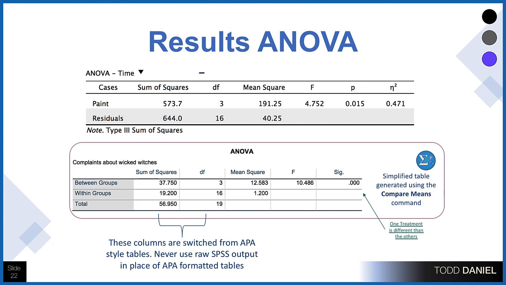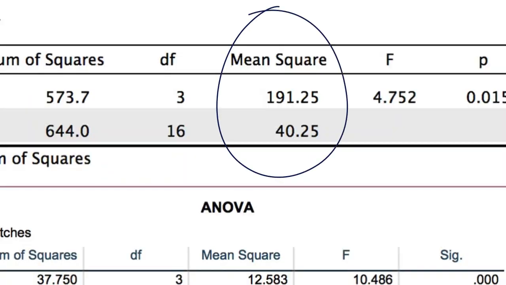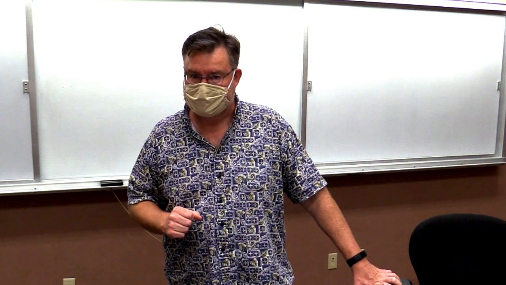The mean square is the sum of squares divided by the degrees of freedom. In this case, 573 divided by 3 gives us roughly 191. We do the same thing for the residuals. And then, remember the F ratio is the ratio between variance between and variance within. So we would take that 191 divided by 40. That's where we get the 4.75, which tells us there's 4.75 times more variability between than within.